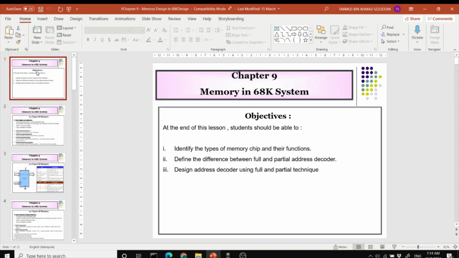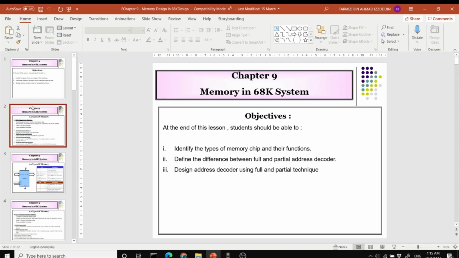Secondly, for you to define the difference between full and partial address decoder. And lastly, for you to design the address decoder using full and partial technique. But for today, I'm going to split this chapter into two, and I'm going to cover up to design the address decoder using a full technique. We're going to look at how to design using partial technique in the next section of this chapter.